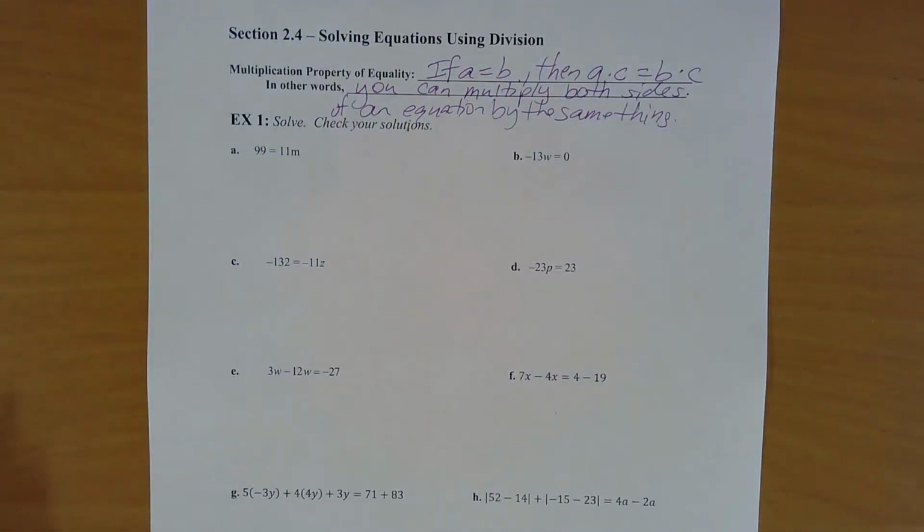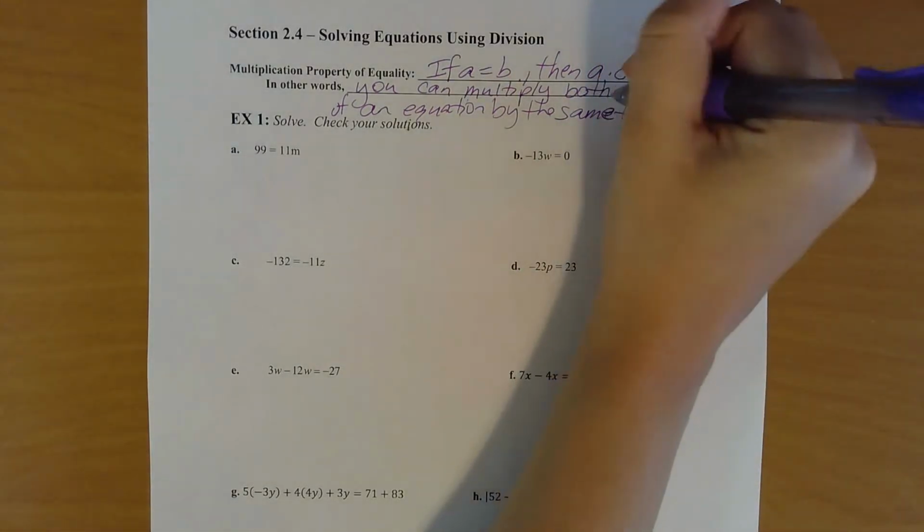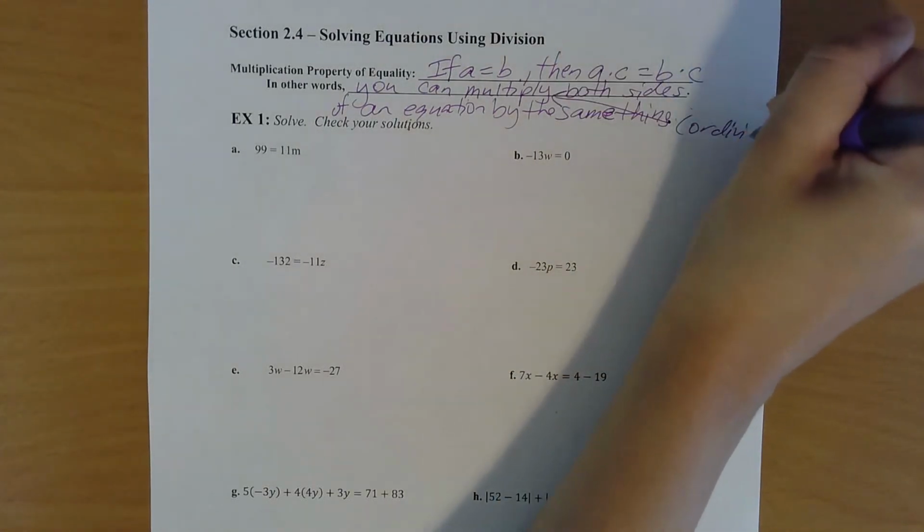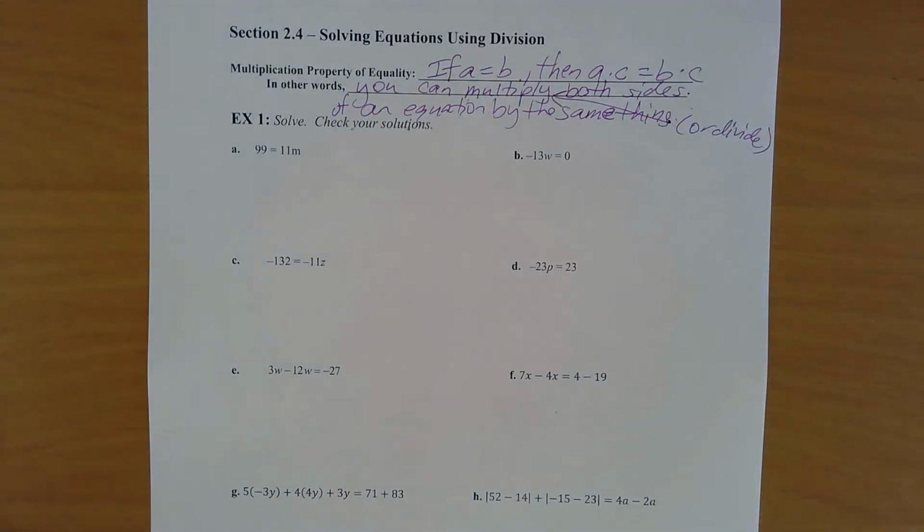And similar to our addition property of equality, which also meant that you could subtract, our multiplication property of equality means that you could actually multiply or divide, because division is the same thing as multiplying by the reciprocal, which I know is a very fancy math word. But dividing by 2 is the same thing as multiplying by a half. Or dividing by 3 is the same thing as multiplying by a third, that kind of thing. So you can actually multiply or divide both sides of your equation by the same thing, and it stays equal, and life is good. So we're going to do some examples of this.